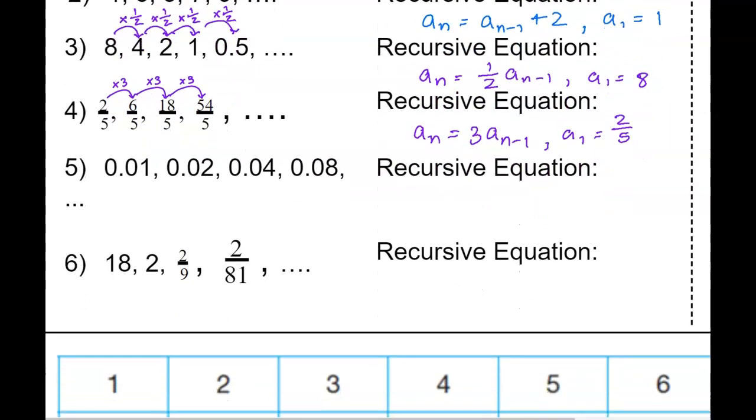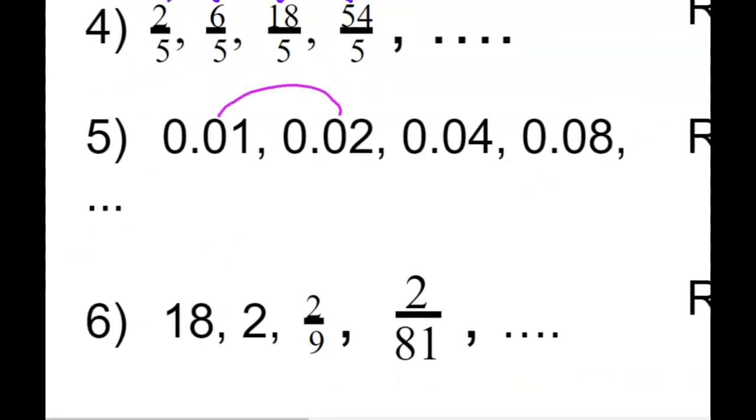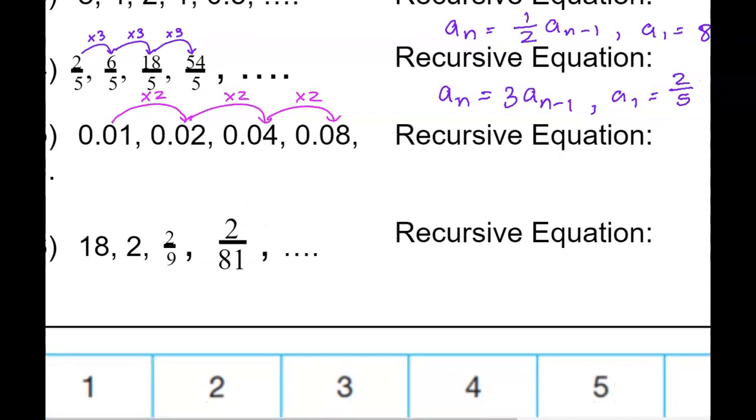I want you to go ahead and do 5 and 6. What pattern did you identify? What was happening on number 5? It's doubling. Yes, good. We're multiplying by 2 every time. So, what was the first thing we wrote for our recursive equation, Richard? Number 5, yeah. Okay.